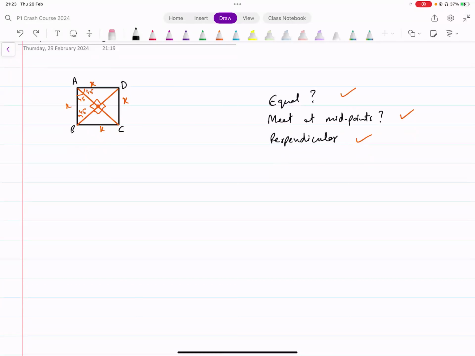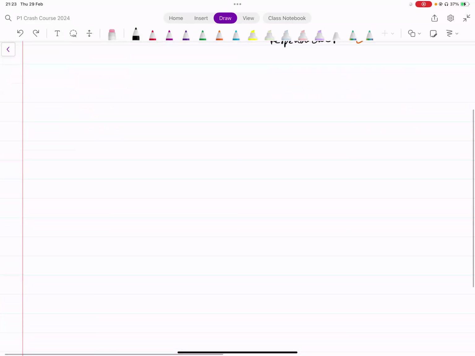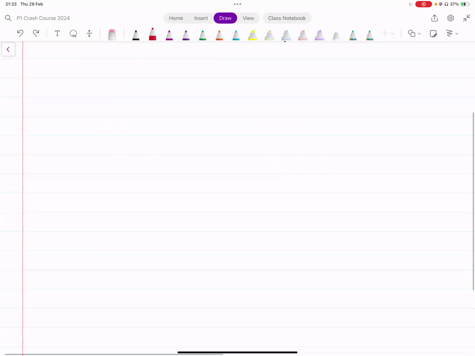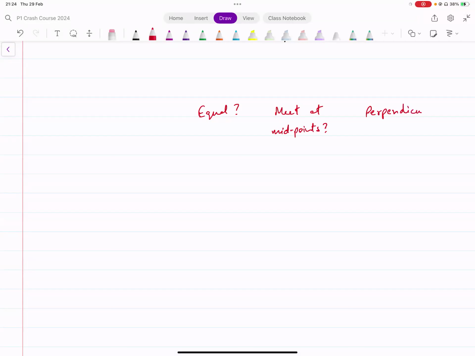Now we need to know about all of these properties for all of these different types of figures I'm going to draw here. So what are the properties? We have whether the diagonals are equal. Let me write all of those down now. Are the diagonals equal? Do they meet at midpoints? And are they perpendicular? These are the three questions that we're asking for all of these quadrilaterals.